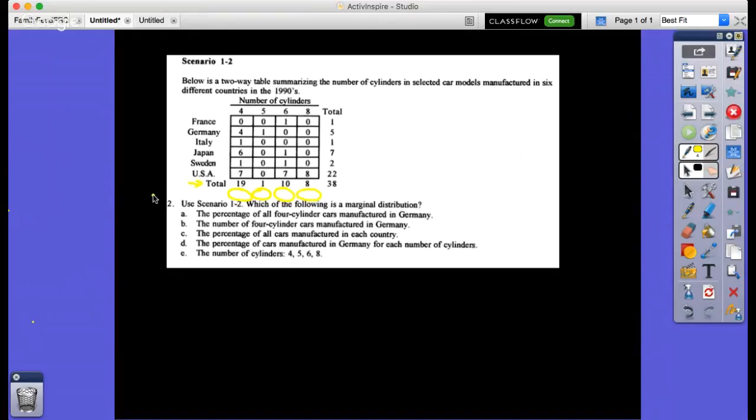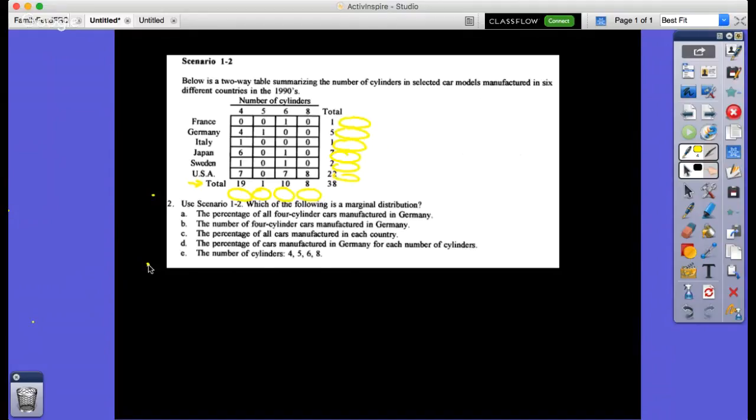All right, the next one says the percentage of all cars manufactured in each country, right? Percentage of all cars would be over here on this side. Percentage of all cars manufactured in each country. Yeah, that would be here, right? Percentage of all cars. Yeah, okay, this is all cars. So this would be over here on this side, right? And here.